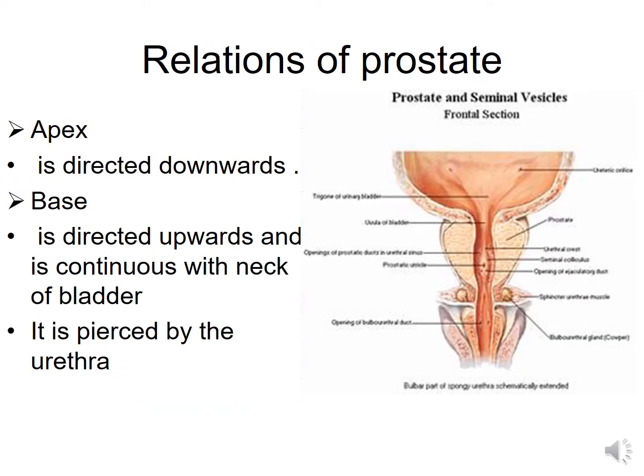Now we will discuss the relations of prostate. Apex is directed downwards, and this apex is separated from the anal canal by the perineal body. It rests on the urogenital diaphragm, and base is directed upwards, and it is continuous with the neck of the bladder. The junction of the neck and the base is marked by a groove which lodges the prostatic venous plexuses. Then this base is pierced by the urethra, as we can see in the right-sided frontal section of pelvis.